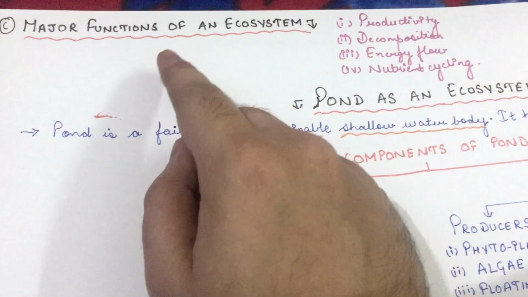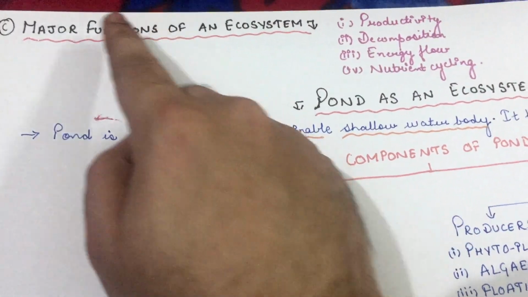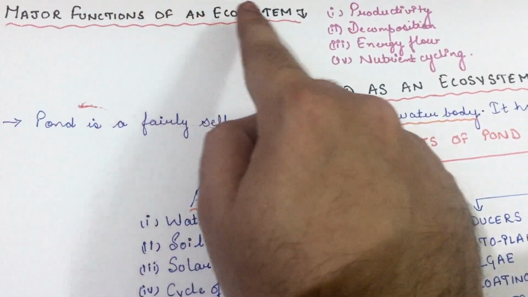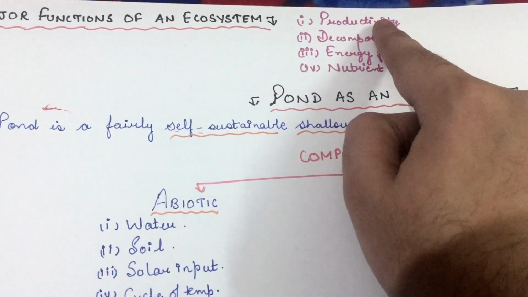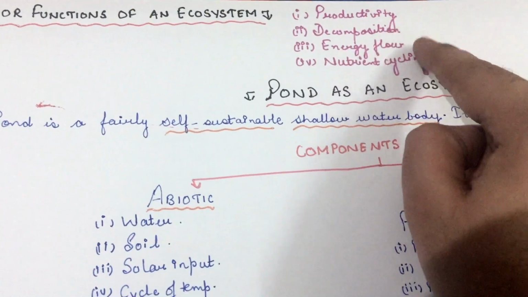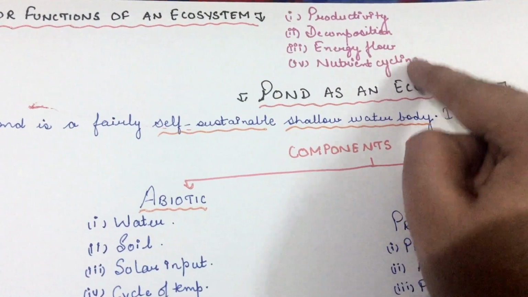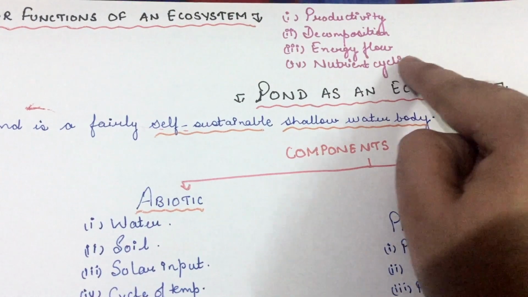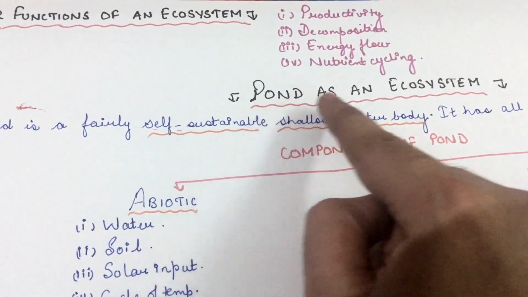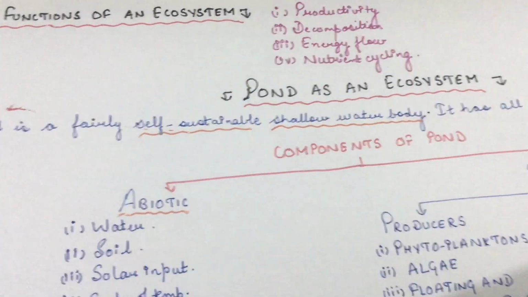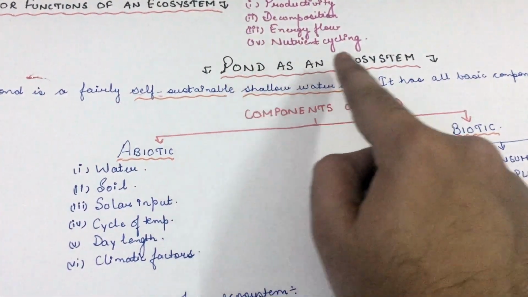Now, after discussing the structure of an ecosystem, we should know the major functions of an ecosystem. The major functions of an ecosystem are productivity, decomposition, energy flow, and nutrient cycling. We will understand these four functions of an ecosystem when we look at pond as an ecosystem. Now let us look at pond as an ecosystem.